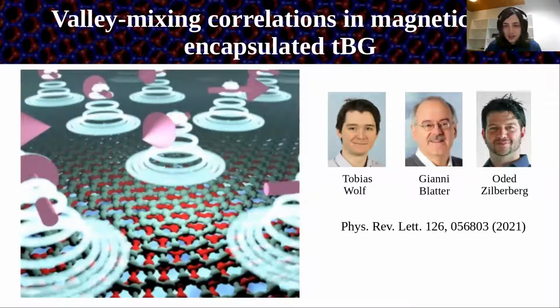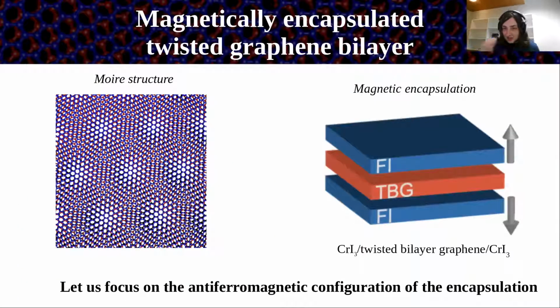If you want to look at the technical details, you can look at this wonderful work by Tobias, Gianni, and Odette in that reference. So let's start with the actual heterostructure that we would be looking at, which is essentially a twisted graphene bilayer, so just 2 layers of graphene. But now, instead of encapsulating it in boron nitride, we actually encapsulate the system in ferromagnetic insulators, and in particular in chromium triiodide. And now, as you know, chromium triiodide is a ferromagnet, and due to superexchange, the 2 layers will be coupled antiferromagnetically. So this is the configuration that we are going to focus on.